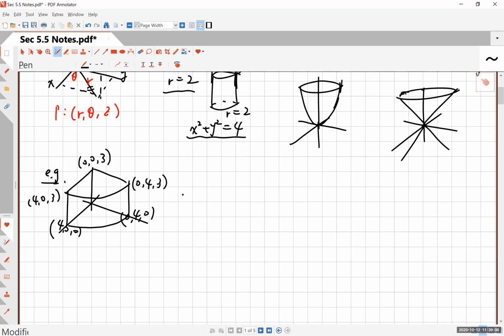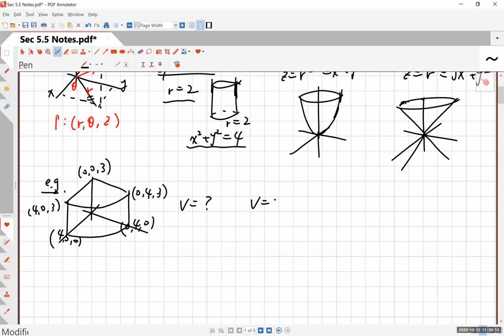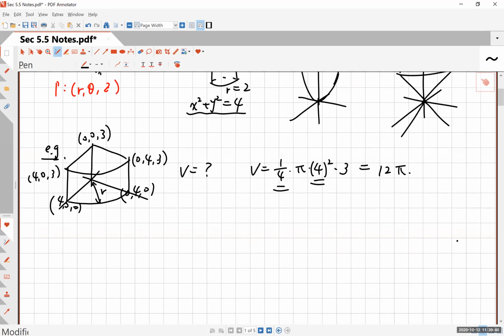Okay, how big is this? What's the volume of this? Well, you don't have to know calculus to know the answer, right? The volume of this turns out to be 1/4 of pi r squared, and the radius is 4, right? So it's 4 squared, and then of course you multiply this by the height, which is 3. This is 16, but you divide it by 4. It's 4 times 3 times pi, and it's 12 pi. No problem here, right? Okay, but we're supposed to be doing calculus, so why not use calculus? Yeah, we can.